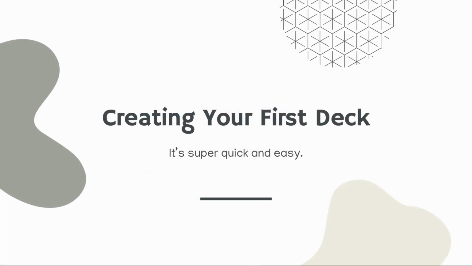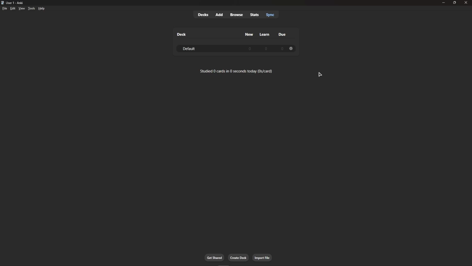Alright, now that Anki is installed, it's time to create your first deck and start memorizing. This part is going to be super quick and easy, so follow along with me. When you open the app, you see a clean and simple interface, just like this one. On the main screen, you'll notice a button that says Create Deck at the bottom left, right here. To get started, click Create Deck.